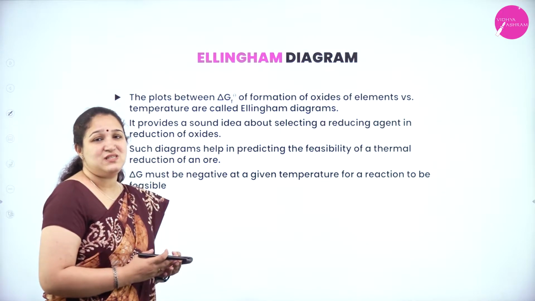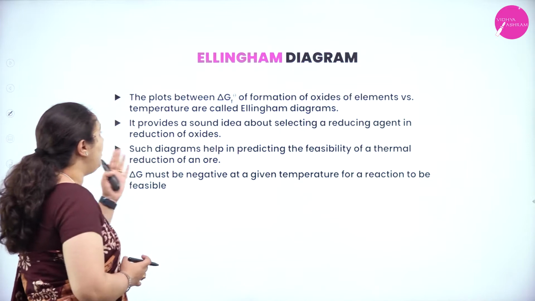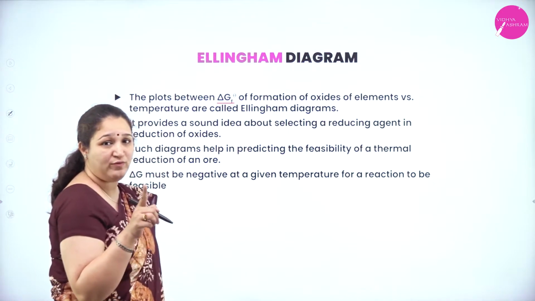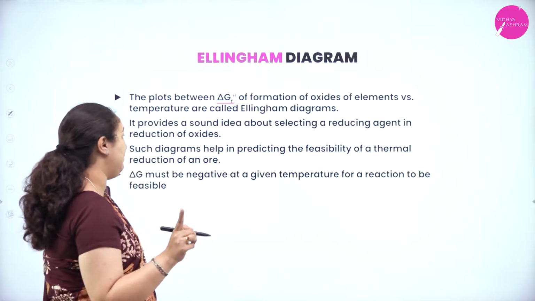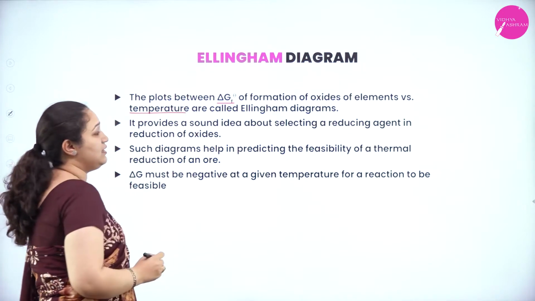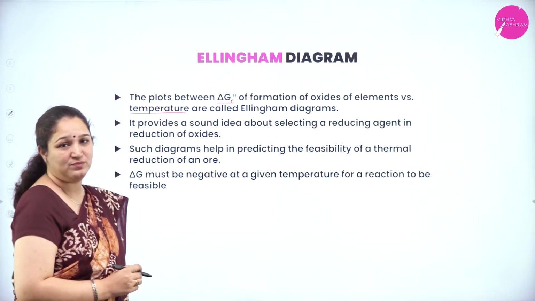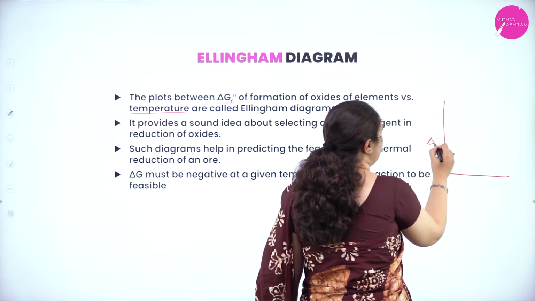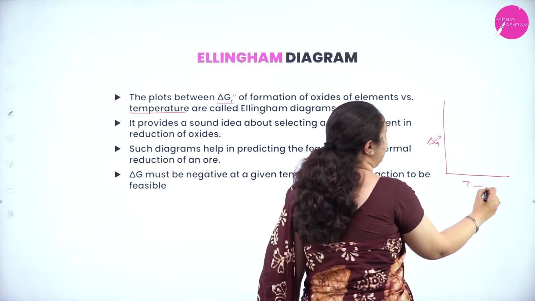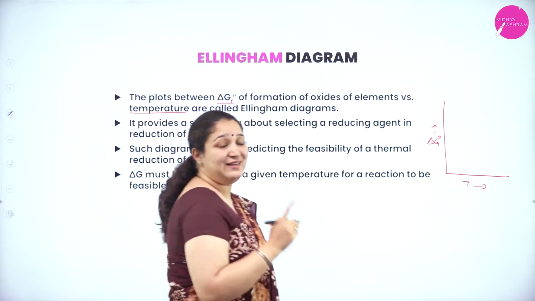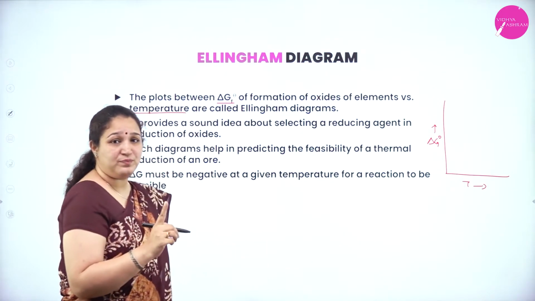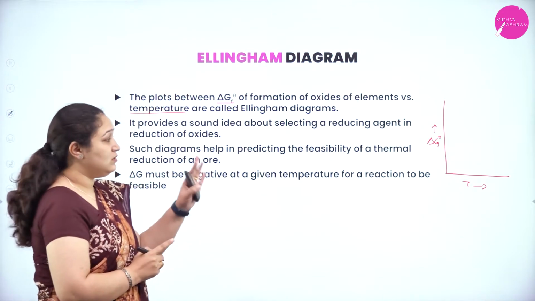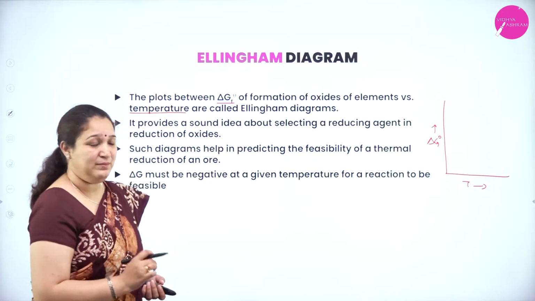Okay, so what is this Ellingham diagram? The plot between delta G naught of formation of an oxide of an element versus temperature is called as an Ellingham diagram. So what you have? We have delta G naught, okay, and temperature. And delta G naught values is for formation of the oxide of an element. Okay, so such graph we call it as an Ellingham diagram.